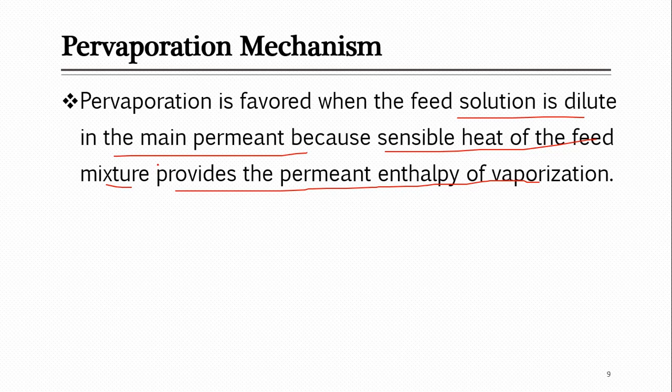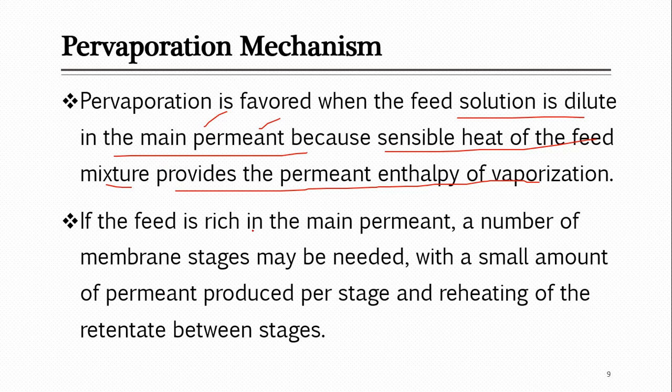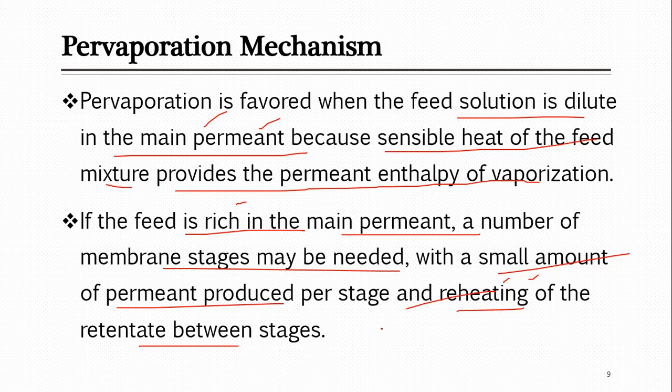But if your feed contains a large amount of the permeate which you want to separate, in that case, if the feed is rich in the main permeate and it is present in a large amount, then a number of membrane stages may be needed. More than one stage you will need. Why? Because in each stage only a small amount will permeate, because the energy needed for the heat of vaporization is coming from the feed, and you can provide only some amount, but not for all the components which you want to separate. So you will pass it to the other stage, but before passing it to the next stage, definitely we will need some heating. So reheating of the retentate between stages will be needed.